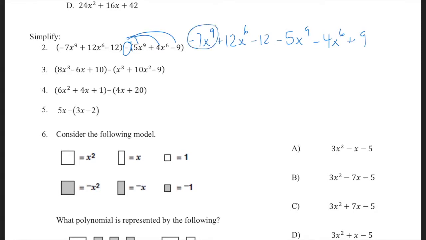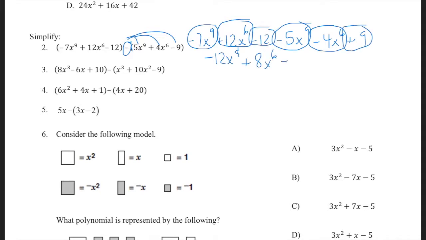Now I can combine my like terms. That's going to be negative 12x to the 9th. I've got x to the 6th, 12 and 4, 12 minus 4, so plus 8x to the 6th. And negative 12 plus 9 would be minus 3.